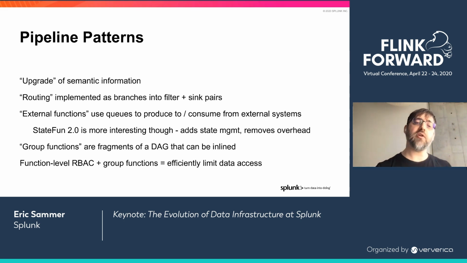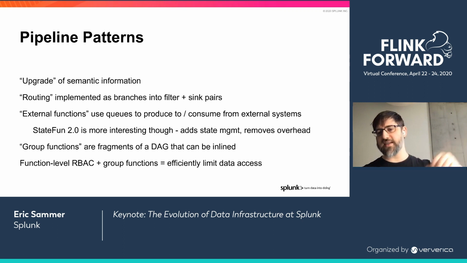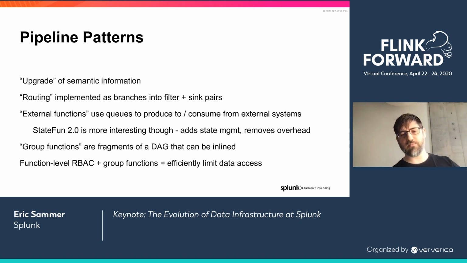Obviously, things like routing are implemented as branches in a pipeline into a filter and sink pair. So basically forming what looks like a switch statement. Given the semantics of the engine, this is not exclusive routing. This is more like pub-sub style routing, non-exclusive, because you can send the same data to multiple places. We actually use that quite a bit.